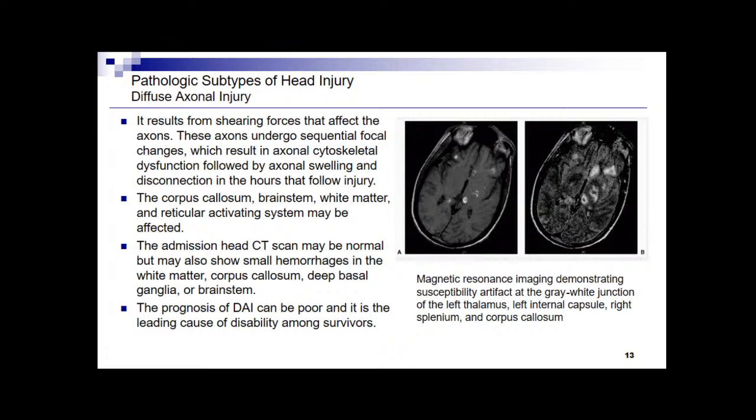So the admission head CT scan shows a practically normal structure of the brain, but the patient is in a coma, his condition is very severe, and we can prognose a very bad outcome of the initial trauma. The prognosis of diffuse axonal injury can be poor, and it is the leading cause of disability among survivors. Disability for many months, even years, or even for the rest of life.